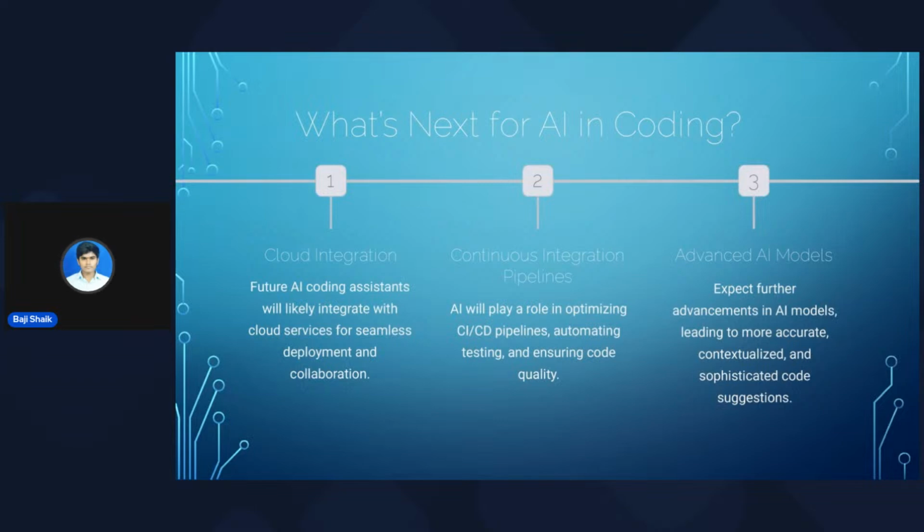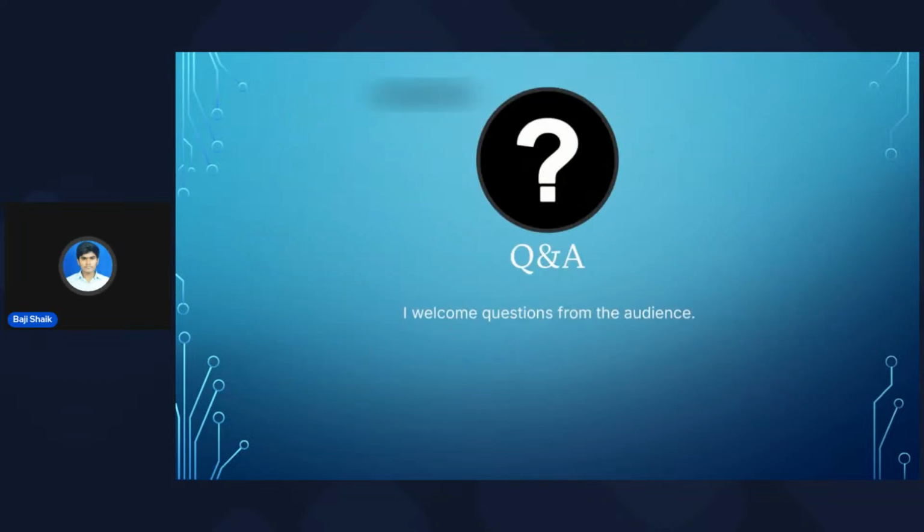Coming to the third one, advanced AI modules. Expect further advancement in AI modules, leading to more accurate, contextualized, and sophisticated code suggestions. We already discussed this topic. If you require suggestions about the next step in the coding, the suggestion will be automatically given by Copilot if you ask with specific constraints. Coming to the next one, the questions.